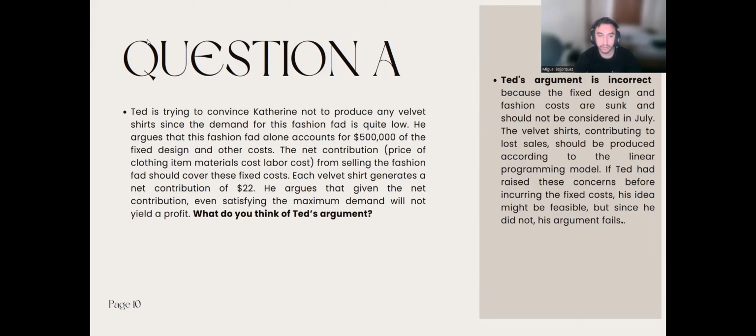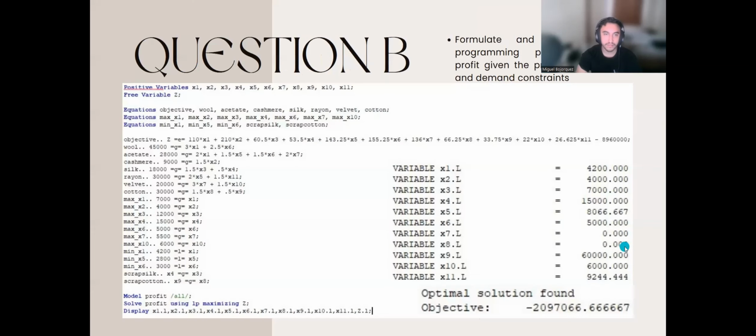So the question asks, what do we think of Tech's argument? And we believe that it is incorrect because the fixed design and the fashion costs are sunk and should not be considered. The velvet shirts contributing to sales should be produced according to the linear programming model. If Tech had raised these concerns before incurring the fixed cost, his idea might be feasible, but since he did not, the argument fails. Now we move on to question B, which says to formulate and solve a linear programming model, maximizing the profit given production, resource, and demand constraints.